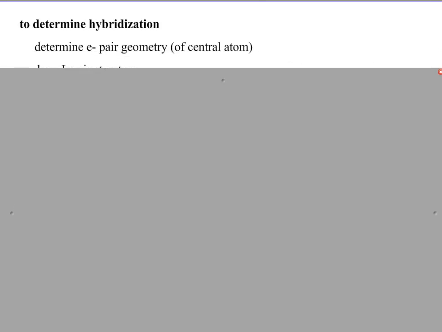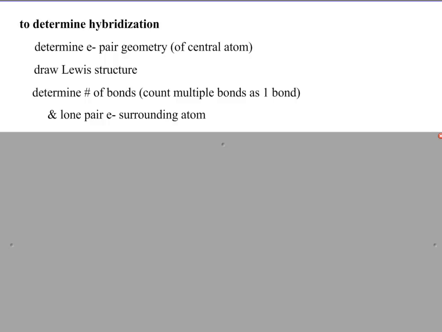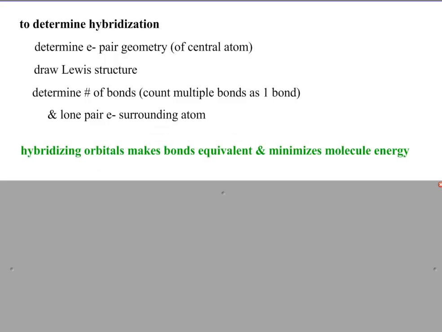Okay, when we're trying to determine hybridization for a molecule or an ion, the first thing we're going to do is determine the electron pair geometry. So I'm going to go to the Lewis structure, mainly of the central atom, but we may need to know it for all the atoms. So we draw the Lewis structure, we determine the number of bonds on the central atom, and then we figure out how many lone pair electrons are surrounding that central atom. That will help us figure out the hybridization. When I hybridize orbitals, it makes the bonds equivalent in energy and in length. It minimizes the overall molecular energy. So let's take a look at a couple of them and see what happens.